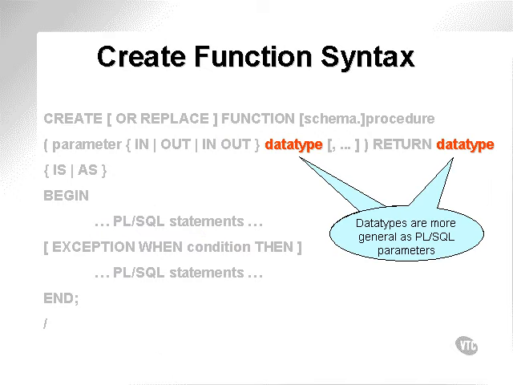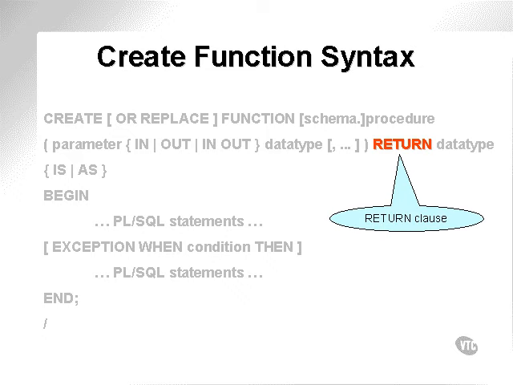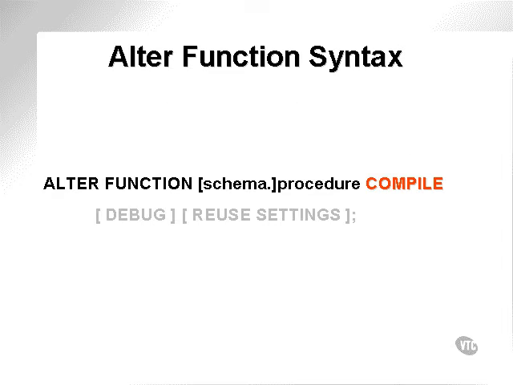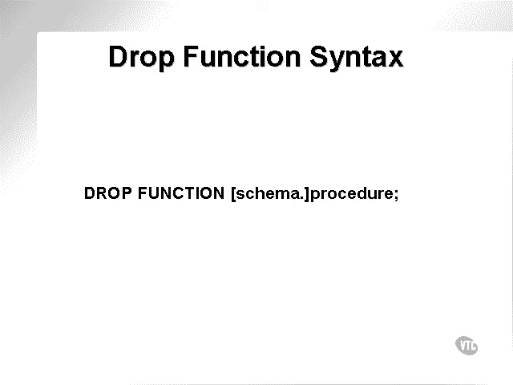The data types have the same restrictions in that varchars will be passed in as varchar2 without the specifier at the length of the varchar2. The difference with the function is that it has a return data type or a return clause. Here's the alter function syntax, which simply does a compile exactly the same as the alter procedure syntax. The drop function syntax is the same as procedure, except that it drops a function.